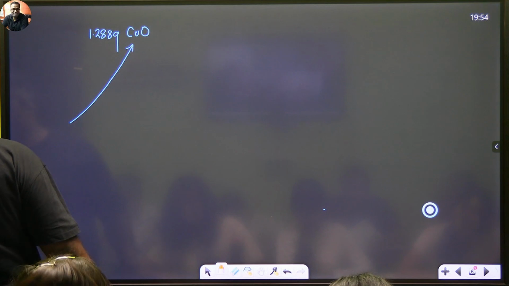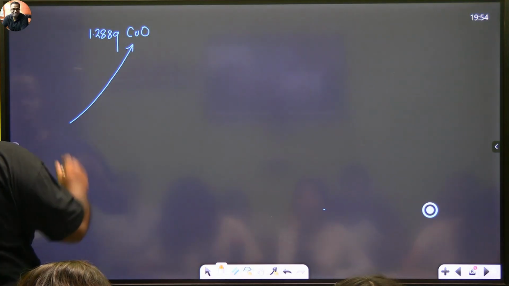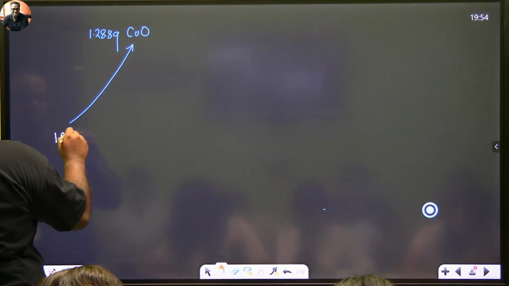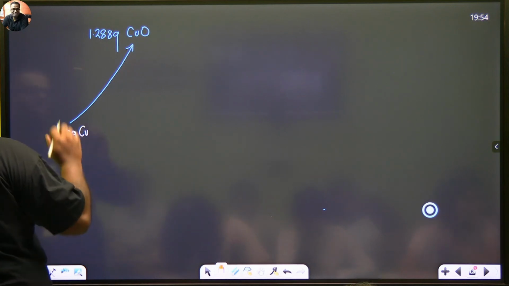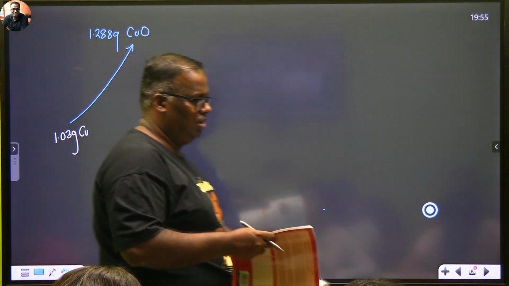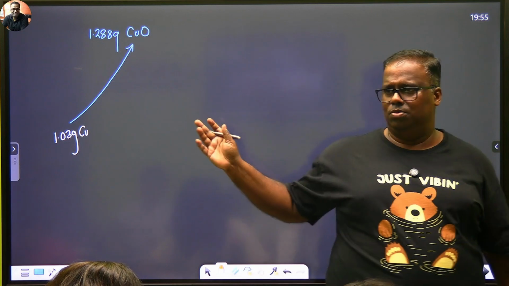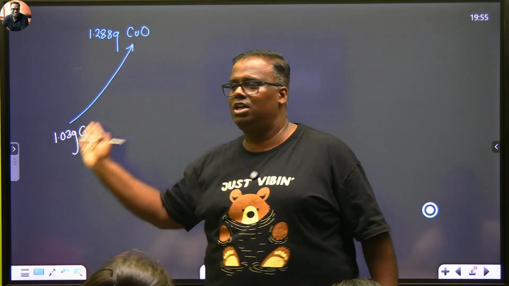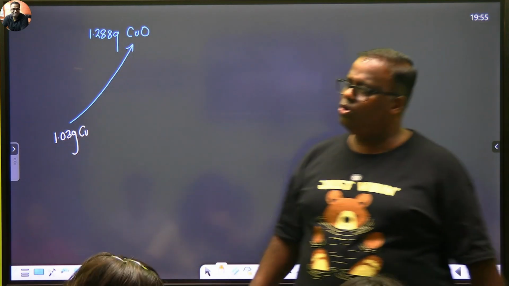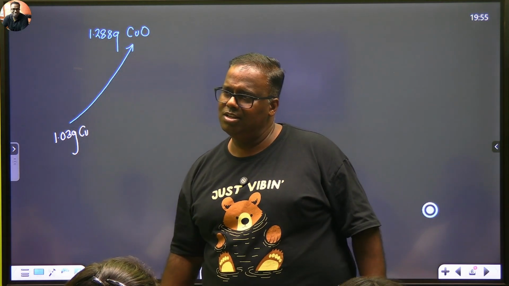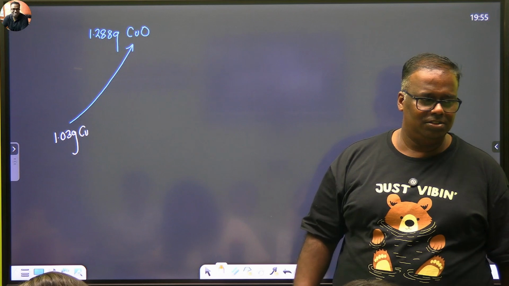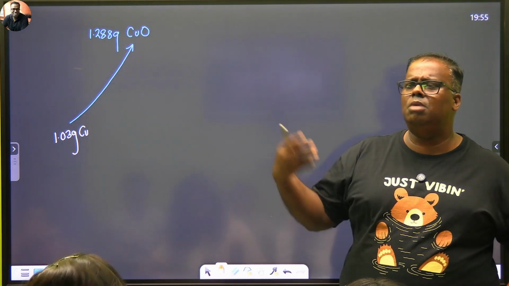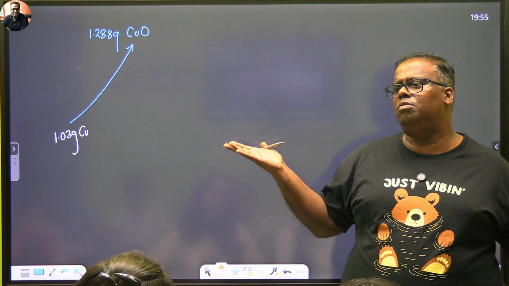Okay. This was obtained from 1.03 grams of copper. Just understand. Okay, this is a very nice example. जरा सोचो, you got copper oxide from copper. कुछ और भी तो लगा होगा इसको बनाने के लिए. Oxygen. Why did they not mention it? Oxygen is abundantly available in the atmosphere.